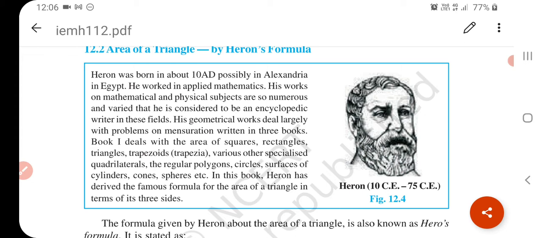Book I deals with the area of square, rectangle, triangle, trapezoid, means trapezium, and various other specialized quadrilaterals, the regular polygon, circle, surface of cylinder, cones, sphere, etc. In this book, Heron has derived the famous formula for the area of triangle in terms of 3 sides.